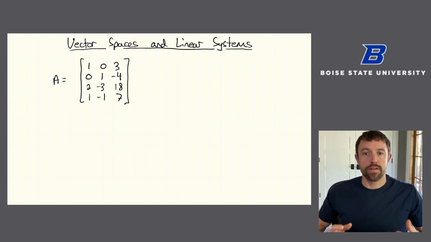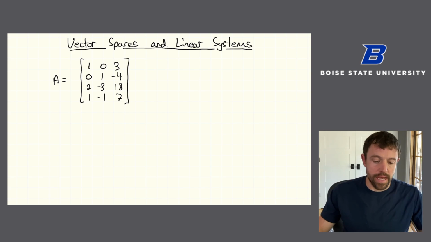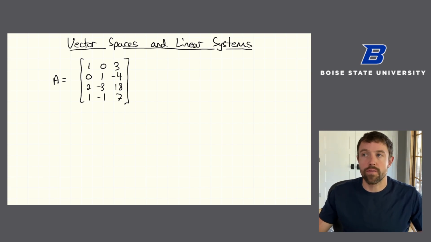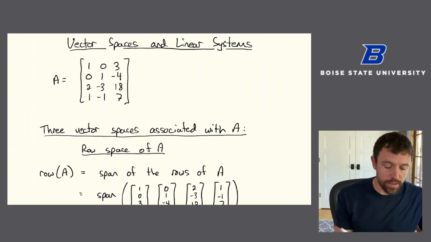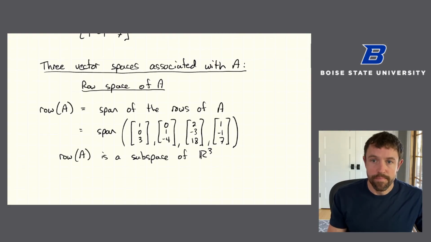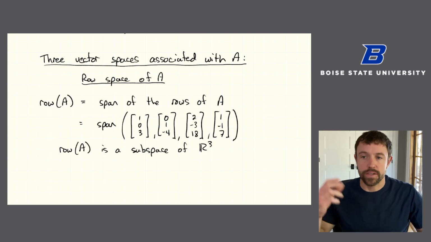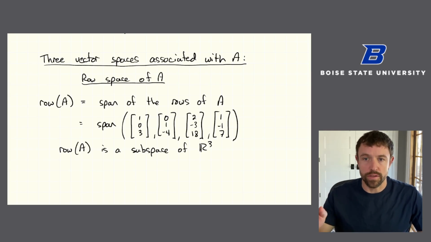So we have in front of us a matrix A. It's a 4 by 3 matrix with 4 rows and 3 columns. And the first space that I want to associate with A is what's known as the row space of A. So the row space of A is just the span of the rows of A. Now notice I've written these as column vectors because that's what we're doing in this course.